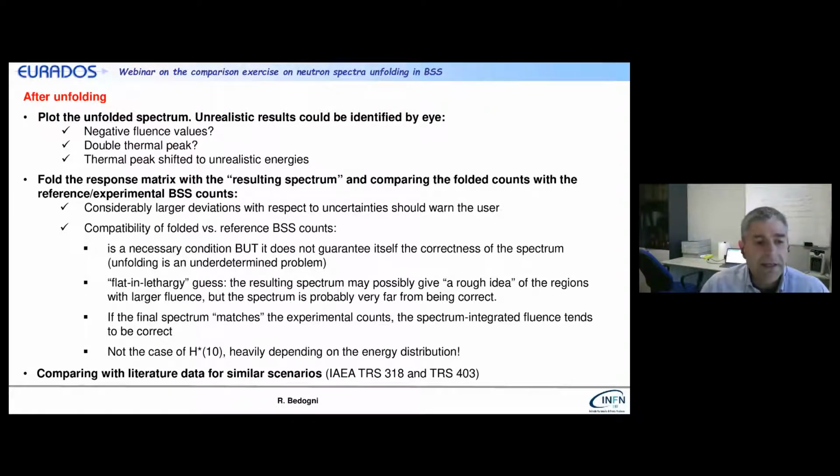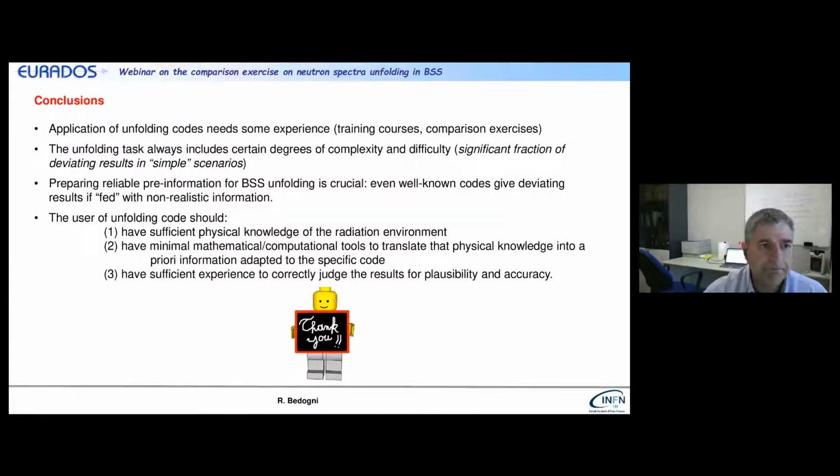And also, as Carlos said, Bonner spheres are a good fluence monitor. So it is likely that even if the shape of the spectrum is not correct, the fluence is correctly estimated, but not the ambient dose equivalent, because the ambient dose equivalent conversion coefficient heavily depends on the energy distribution. So another check that the user should do is compare the result with literature data or papers from similar scenarios.